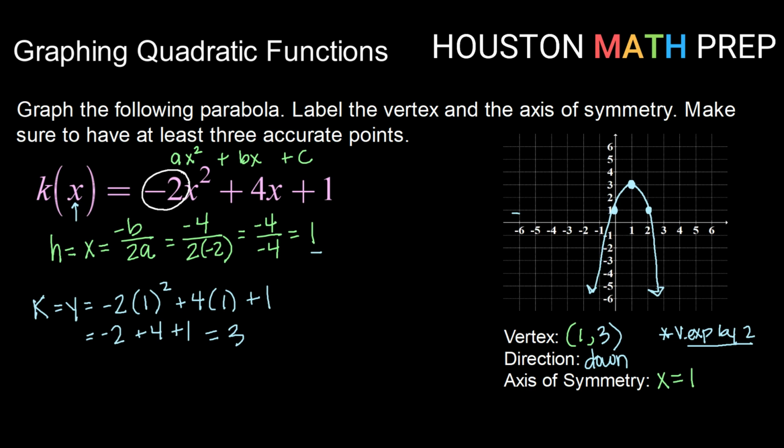So if you get a quadratic function in standard form, you can either complete the square to get it into vertex form and graph from there, or use your x equals negative b over 2a to get your vertex and graph from there.